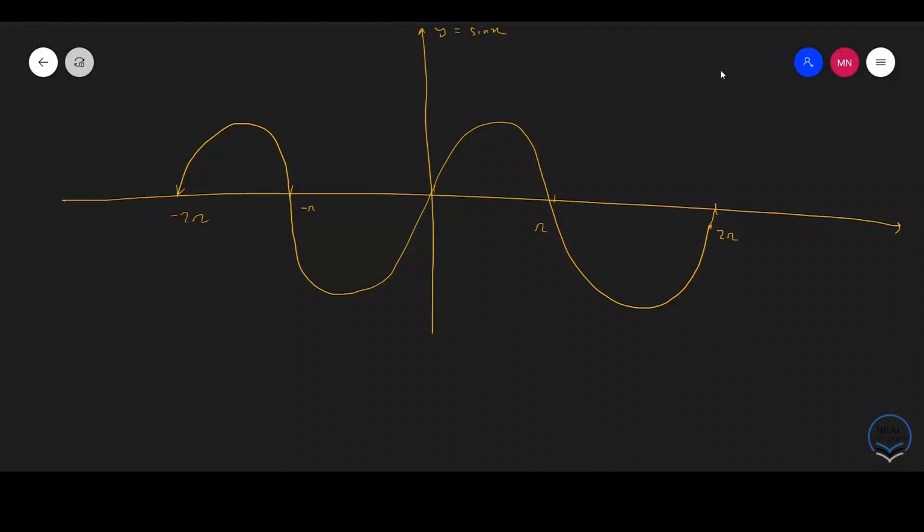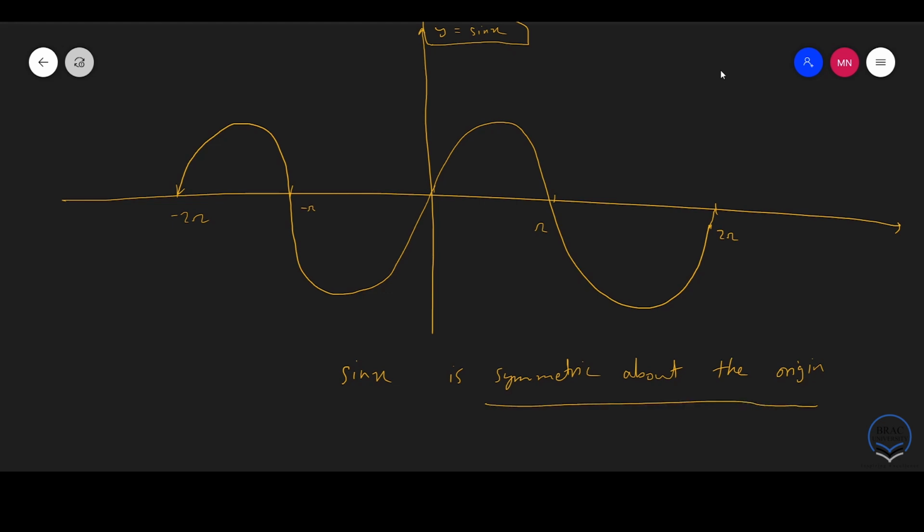Let's now consider the graph of the function sine of x again. Now, this function sine of x is symmetric about the origin. Right, so what does it mean for a function to be symmetric about the origin?